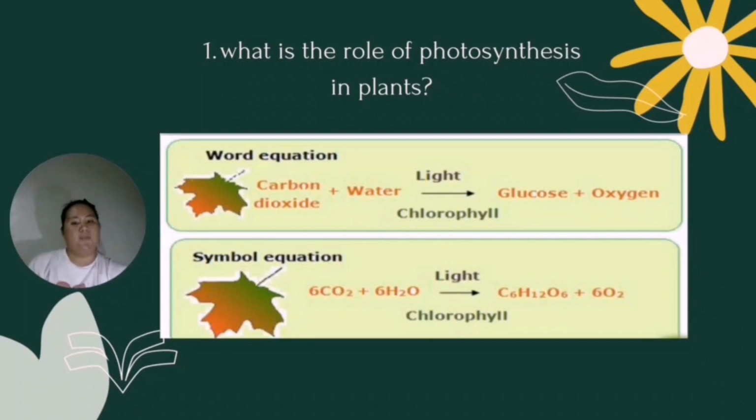The word equation of photosynthesis is carbon dioxide plus water, which is converted by light energy captured by chlorophyll into glucose plus oxygen. The simple equation of photosynthesis is six carbon dioxide molecules and six water molecules are converted by the light energy and captured by chlorophyll into a sugar molecule and six oxygen molecules, which are the products of the photosynthesis process.